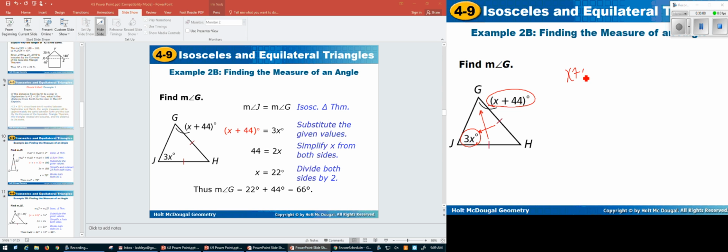So x plus 44. Yes, sir. You do not unless it asks you which theorem. So in this case, it's just saying find the measure. You can just find the measure. I just feel like we remember it better if I keep bringing it up.